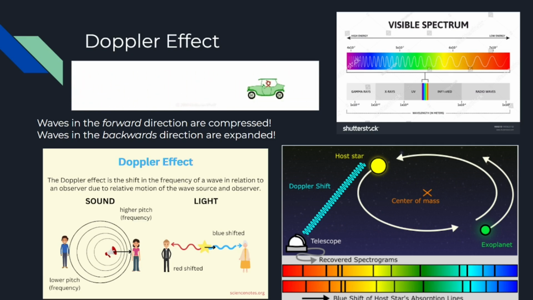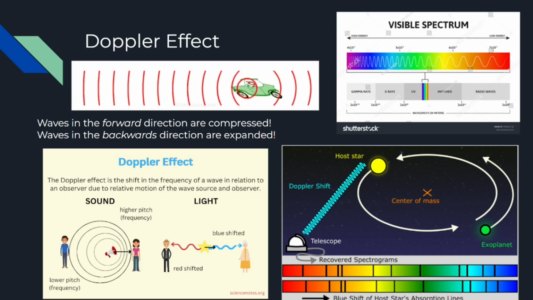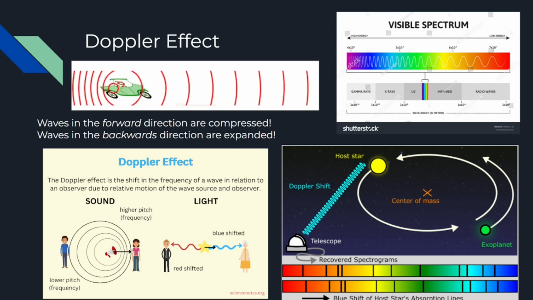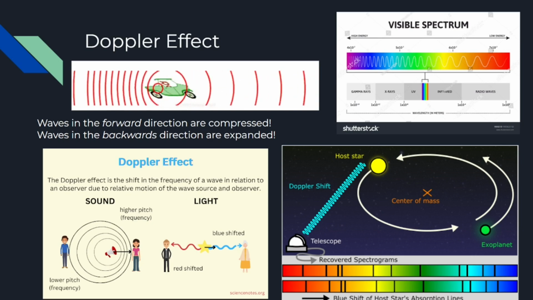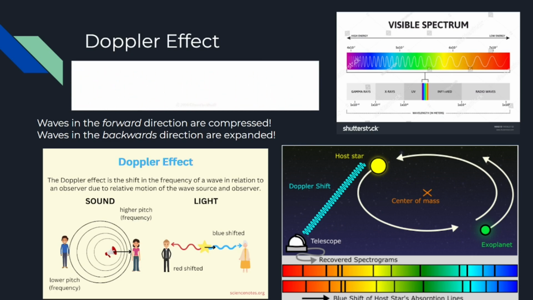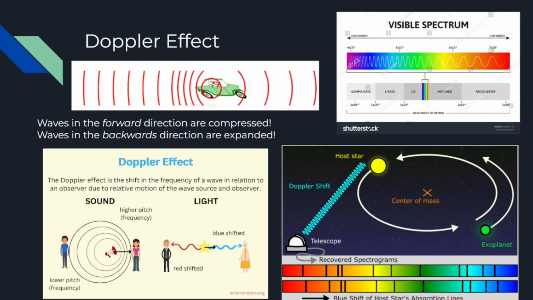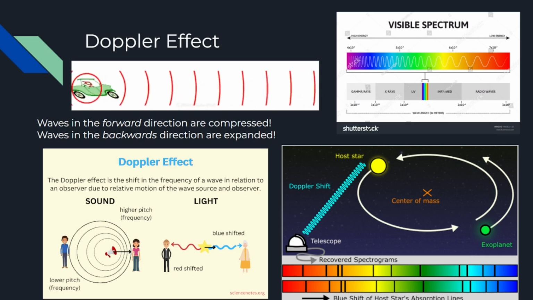Now, if we look back to this idea of the two stellar objects orbiting their common center of mass, that means that the star, which emits light, will sometimes be moving towards you and sometimes be moving away from you. This means that sometimes the light will be blue shifted, while sometimes the light will be red shifted. This is key.